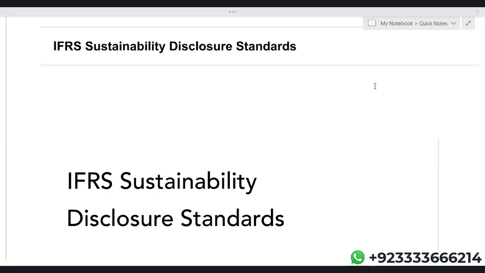Basically, IFRS S1 and S2 both are on sustainability, but S1 is more or less for the general requirements on sustainability. When it comes to the specific disclosures, what exactly investors want to see in the disclosure relating to sustainability, that purpose will be served by S2.